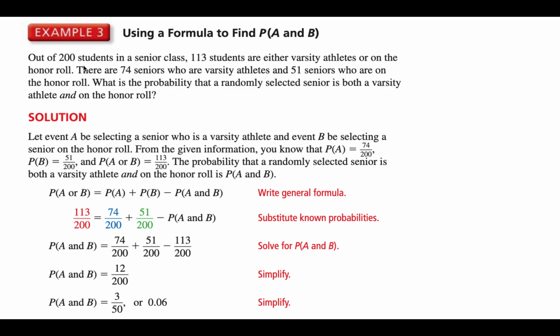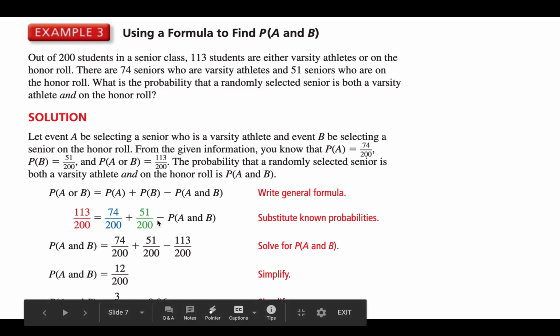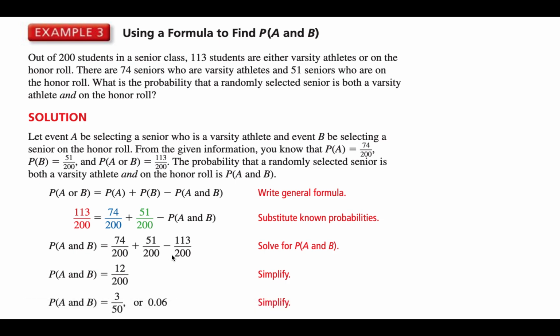51 out of 200, because there are 51 seniors who are on the honor roll. And we don't know what the probability is that they are both on, we don't know yet the probability that they're both on the honor roll and a varsity athlete. But we can solve for that.